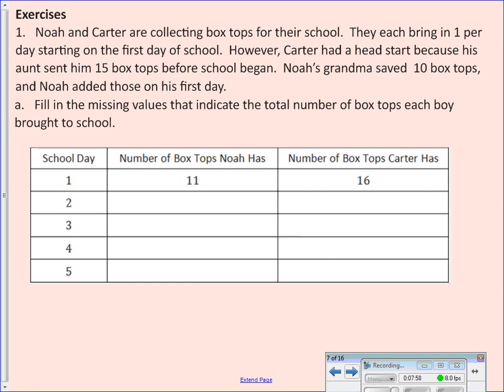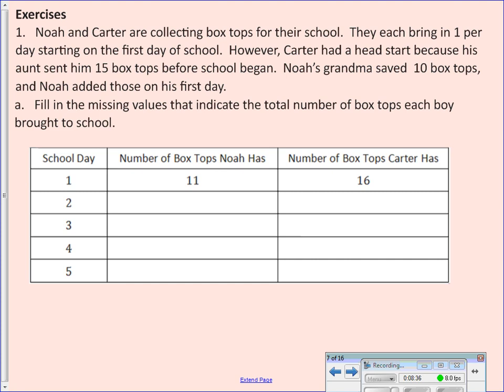Apparently Noah and Carter are collecting box tops for their school too. They each bring in 1 per day starting on the first day of school. However, Carter's a smart little boy. He had a head start because his aunt sent him 15 box tops before school started. Noah's grandma sent him 10 box tops, and Noah added those to his first day.